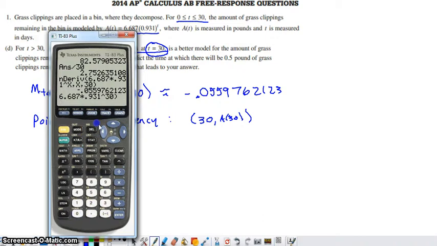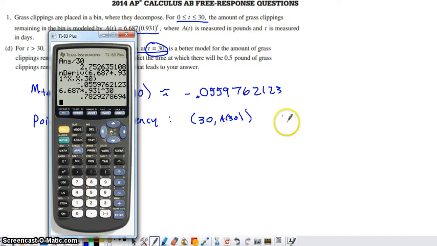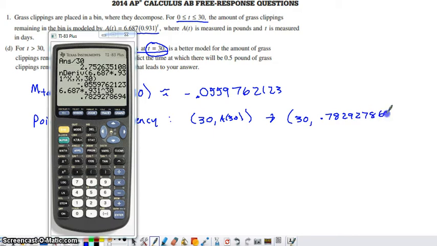So I'm figuring out what a of 30 is by using the calculator to evaluate this. And so a of 30 is going to be that value. So after 30 days, we have 0.78 pounds of grass left in the bin, still needing to decompose. And again, I'm going to take more digits of accuracy than just the standard 3 here. Same reason as I spoke about a few seconds ago.